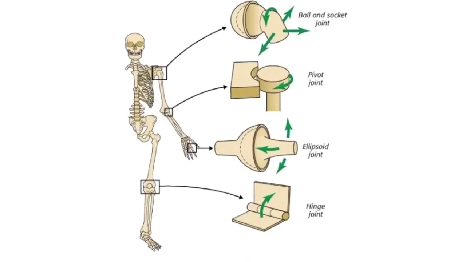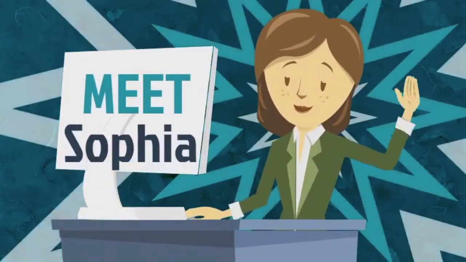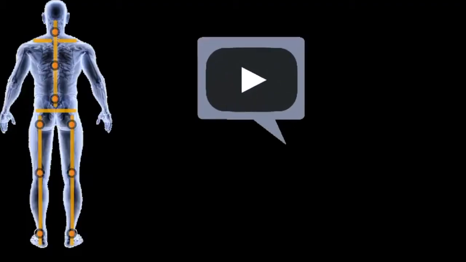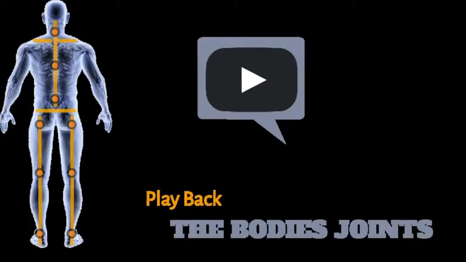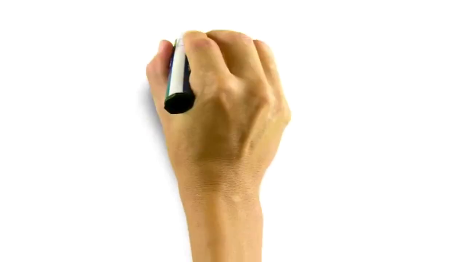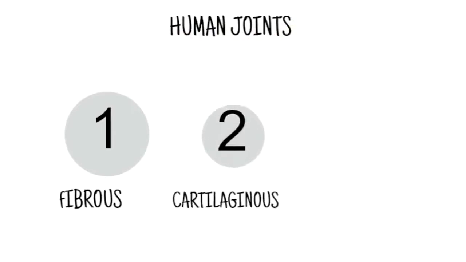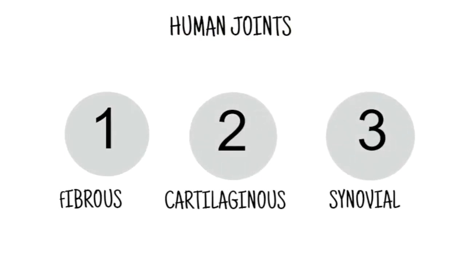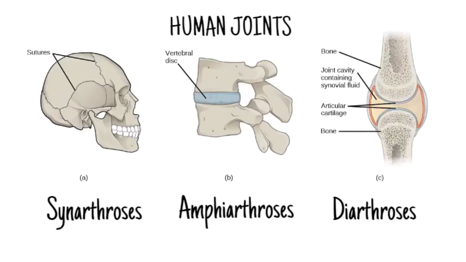Now on to joints. Meet Sophia. Sophia will be teaching you about the joints. There are 3 types of joints in the human body: fibrous, cartilaginous, and synovial, which can also be known as synarthrosis, amphiarthrosis, diarthroses.